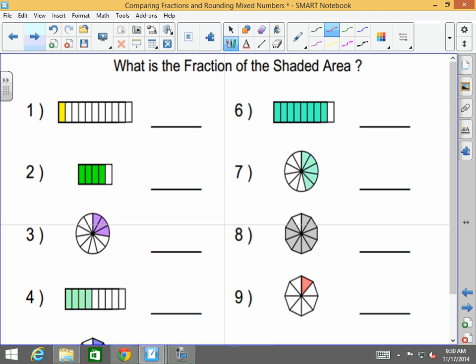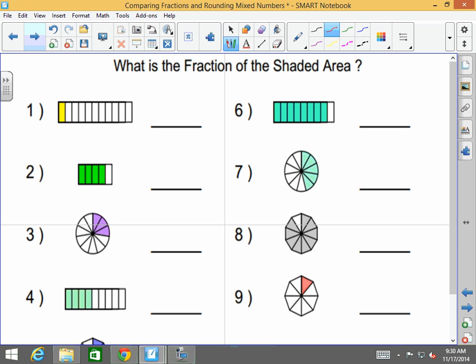Now, what is the fraction of the shaded area? This time we're going to change it up. Some will be pies. Some will be different figures. This fraction is the colored fraction, the colored pie or the colored rectangle. That is the numerator. The denominator is the total number of pieces that when added all together creates one whole.